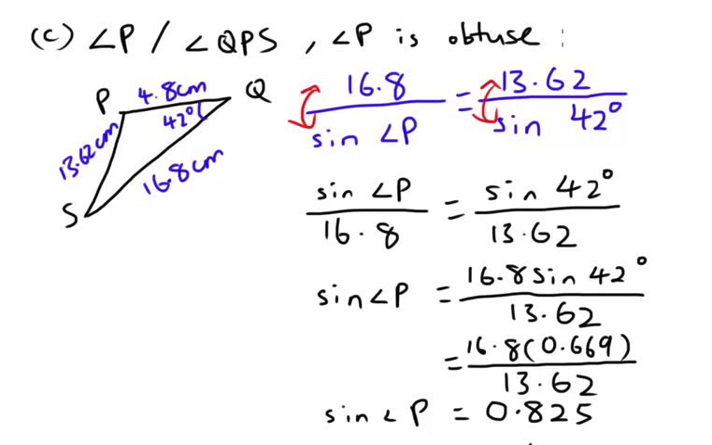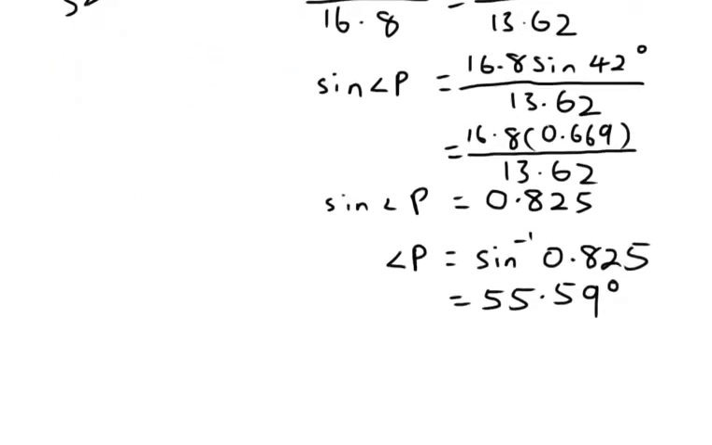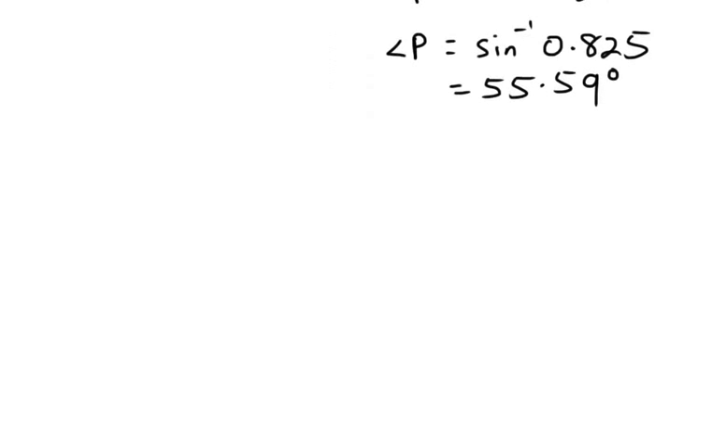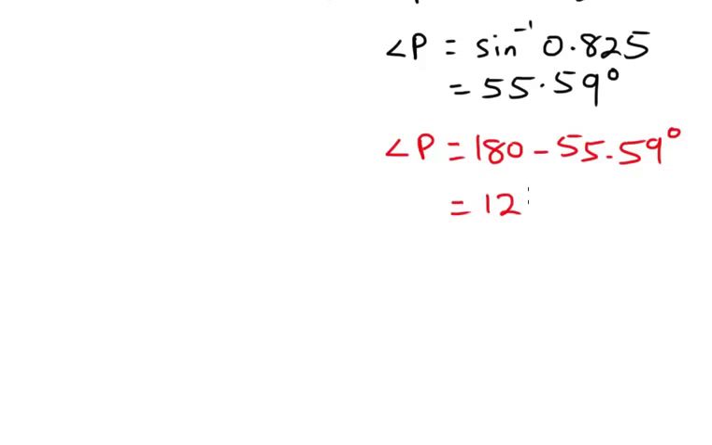Right, but there is additional information in this question, because they say the angle P is an obtuse angle. And you could see this angle is more than 90 degrees. So to get the obtuse angle, we need to use 180 minus the angle that you found, because you have learned this in trigonometry. Therefore, you get 124.41 degrees. So that is your angle P.